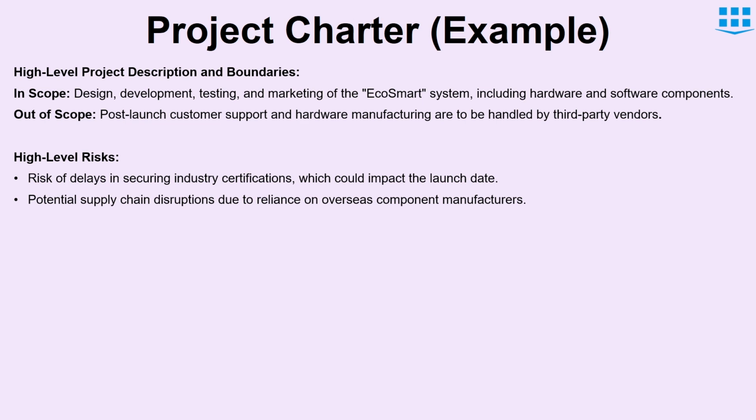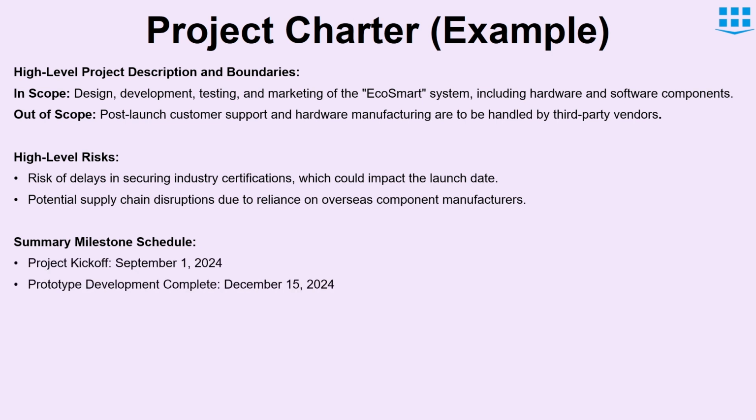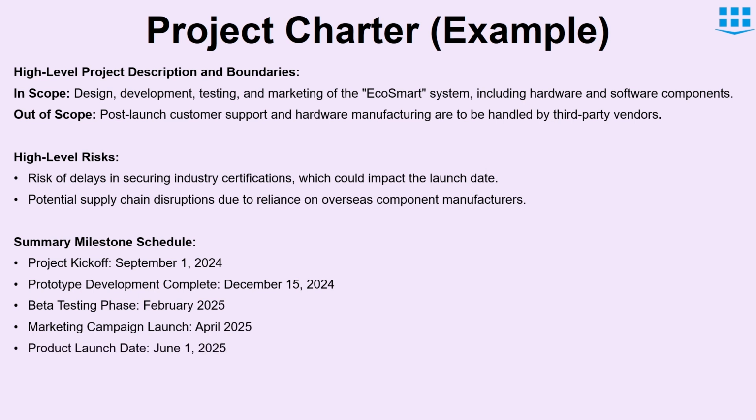Now, after writing the high-level risk, we can write the summary of milestone schedule. Milestone schedule gives us the high-level understanding of when the project is expected to complete. Here we can write the project kickoff date, the prototype development date, beta testing phase, marketing campaign launch, and product launch. As we are in the initiating phase of the project, these requirements written here are high level and they can change depending on the requirement and risk in the project.